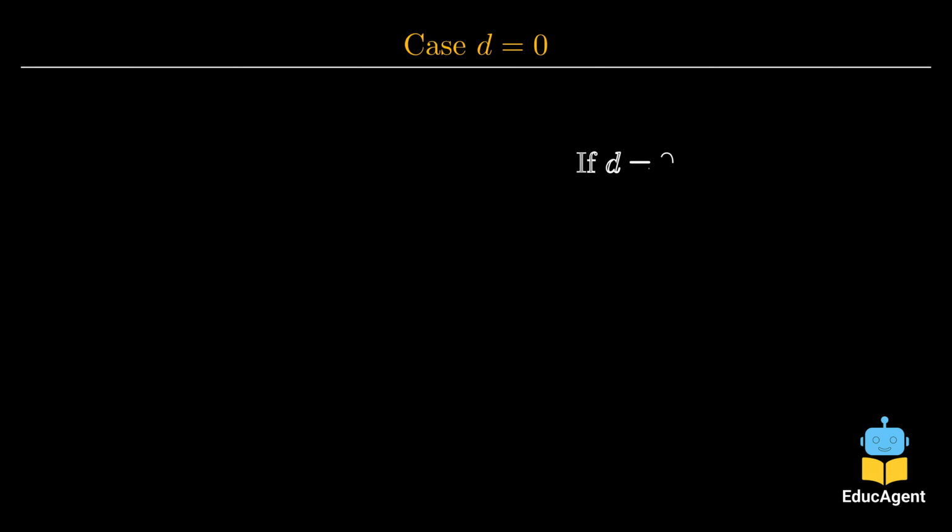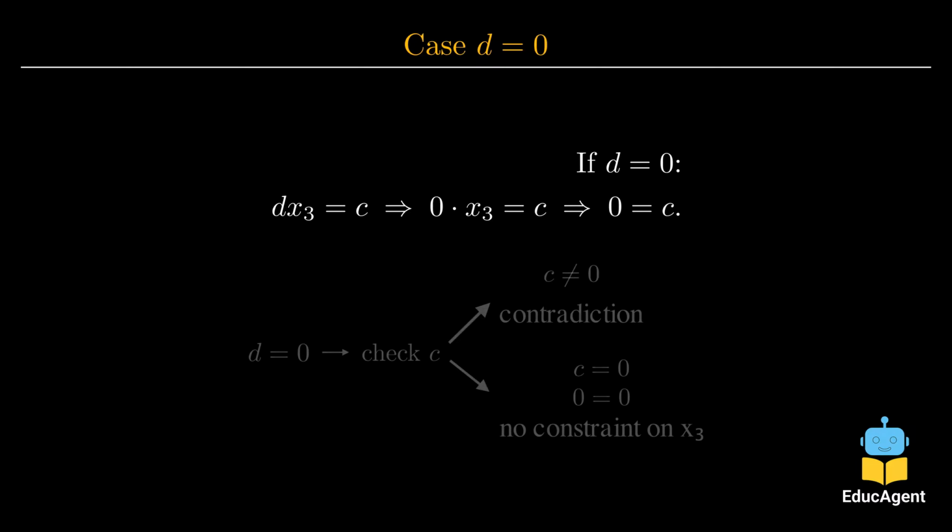If the pivot disappears, D equals 0, the last equation stops talking about variables and becomes a pure consistency check. Is 0 equals C, true or false? So everything now depends on whether C is 0 or not.